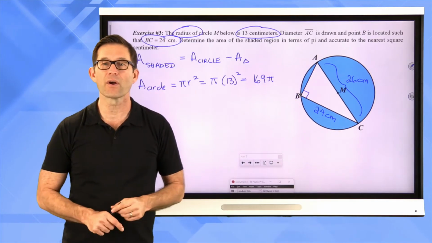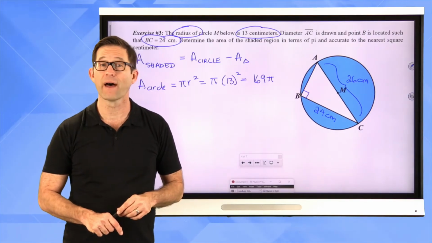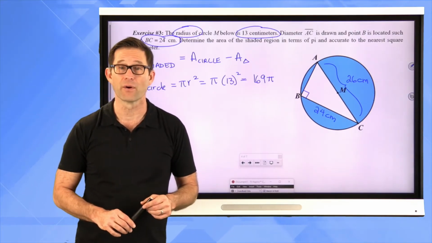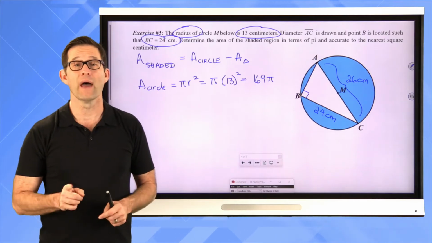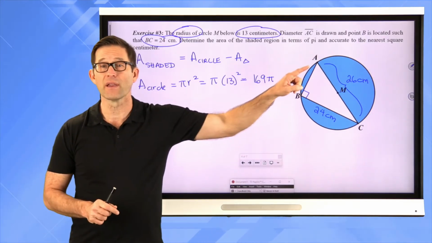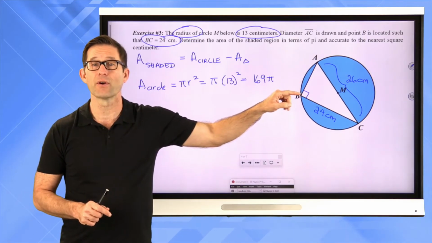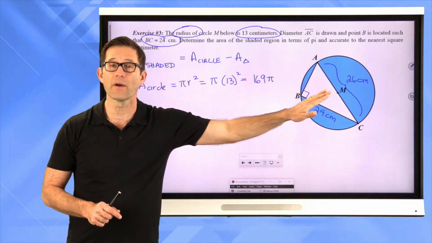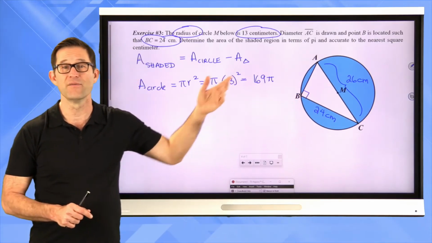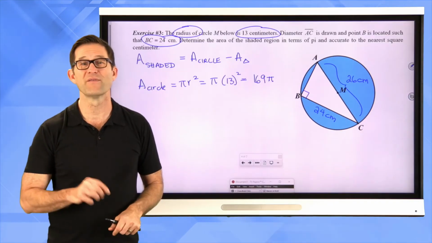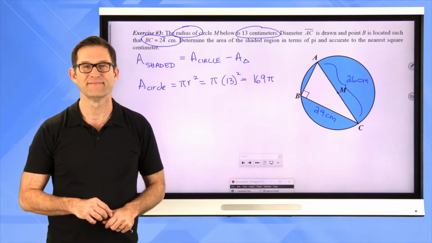But that means I have to figure out the length of AB first, and for that, we need to use the Pythagorean theorem, right? So pause the video now, see if you can figure out the length of AB using the Pythagorean theorem, then see if you can come up with the area of the right triangle, and then see if you can come up with the final answer. Pause the video now and take one more shot at this.